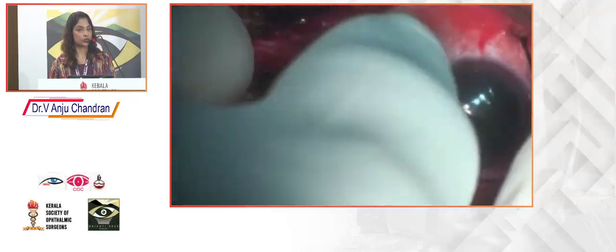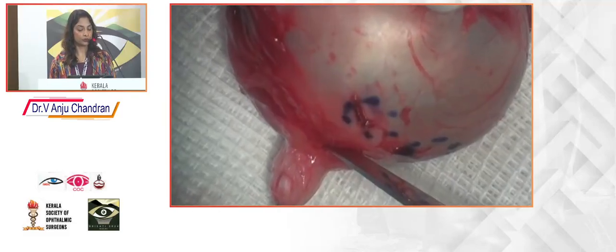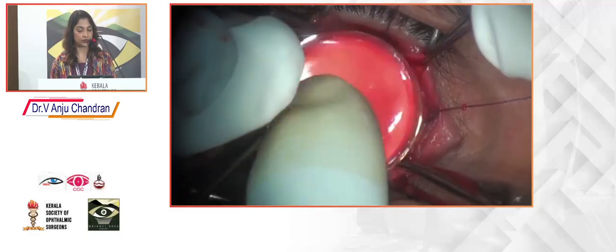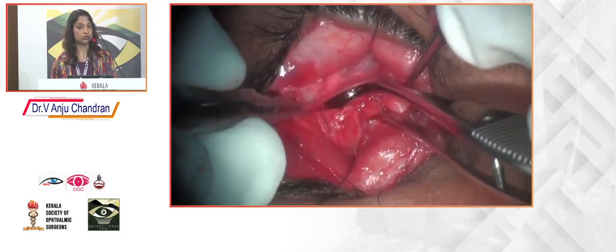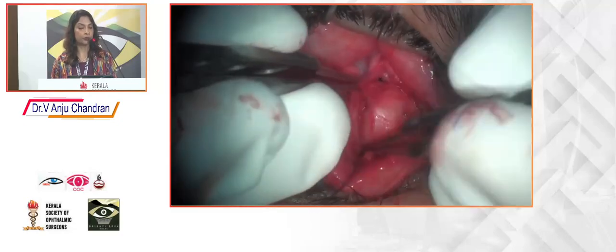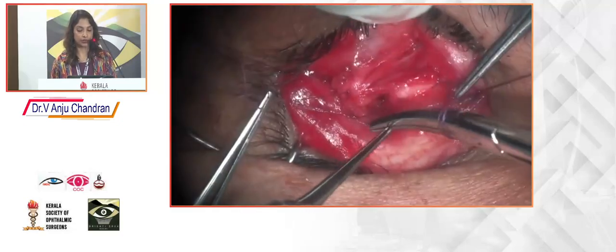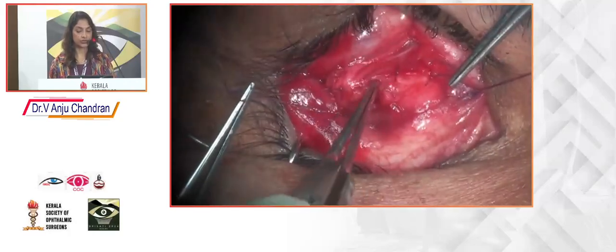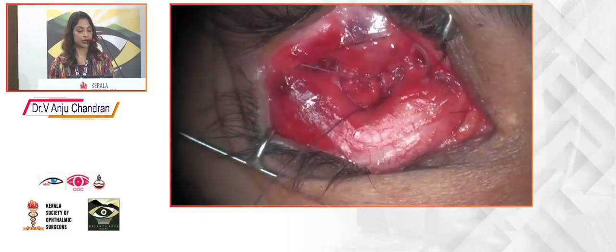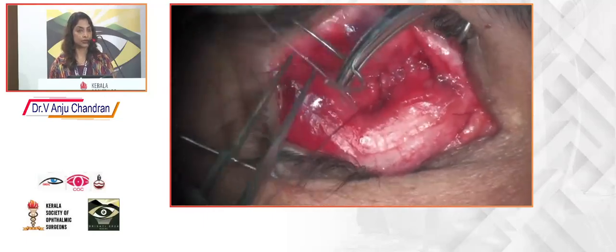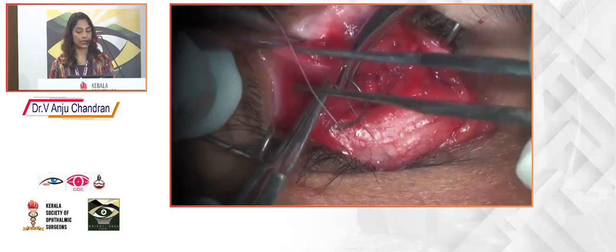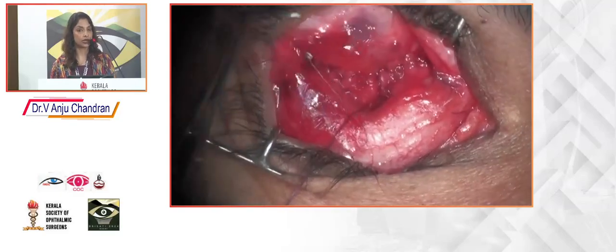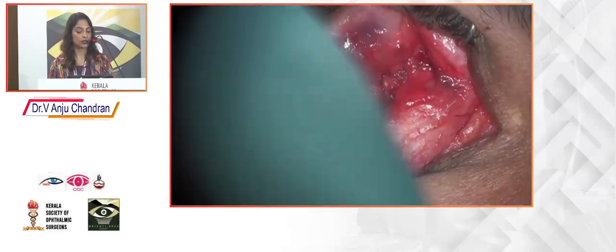We go all the way up to the orbital apex, but we do not cut there because if you cut there, you are likely to damage the structures at the superior orbital fissure, which can lead to intractable bleeding as well as postoperative nerve palsies. After this, the closure of the conjunctiva and Tenon's is done. And this being a myoconjunctival technique, the recti muscles which we had initially tagged are now being taken through the conjunctiva. This is done to ensure that the patient has prosthesis mobility in the postoperative period.